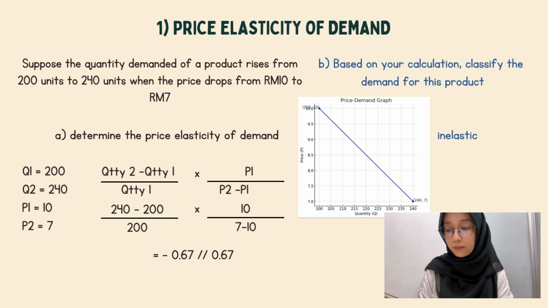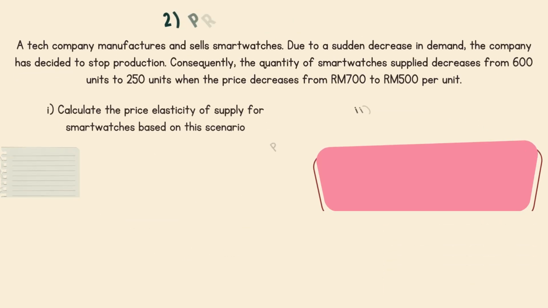For B, based on your calculation, classify the demand for this product. First thing first, we need to plot it into the graph. The X axis should be quantity and the Y axis should be price. So just put it into the plot and we will get an inelastic graph.